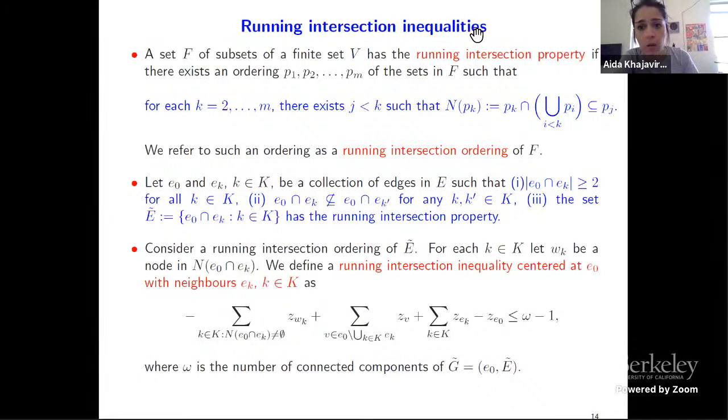So let's define it first. A set F of subsets of a set V has the running intersection property if there is an ordering of these guys, let's say P1, P2, up to Pm, such that if I take any Pk in this ordering, the intersection of Pk with all previous elements in this ordering is a subset of a single element. Maybe I can just give you an example right now. Let me look for an example right here.